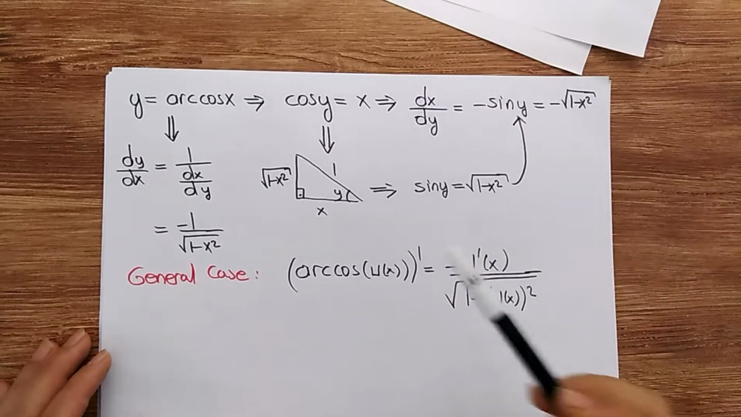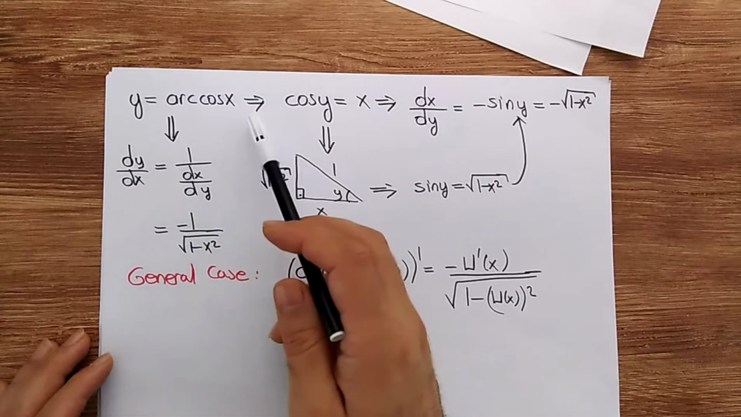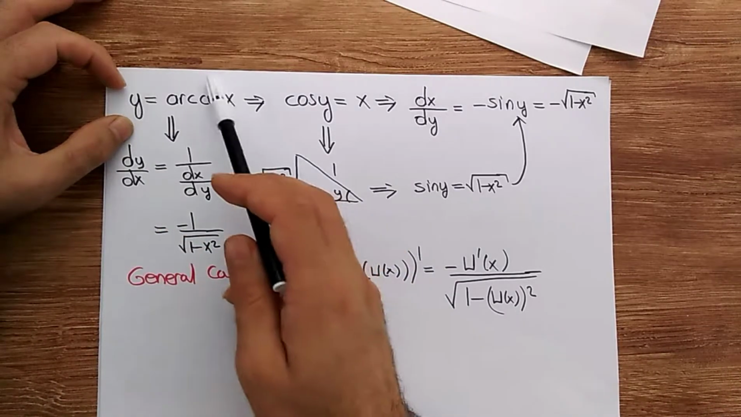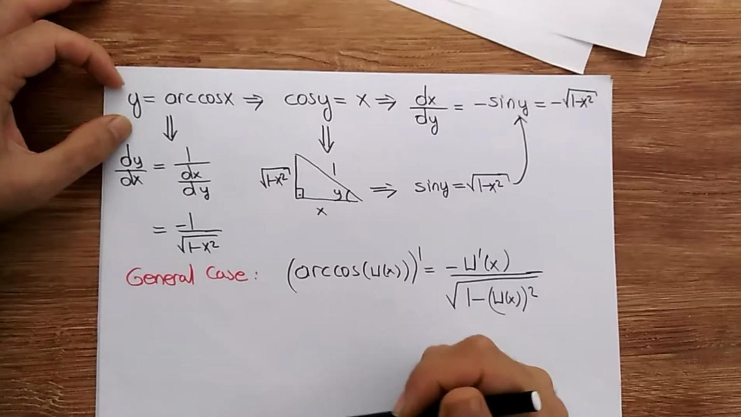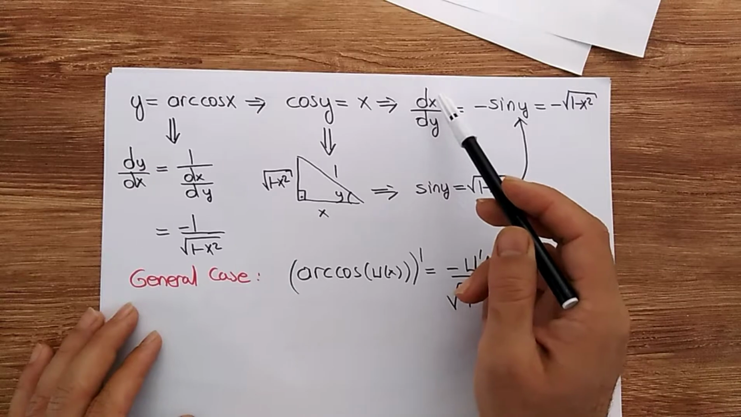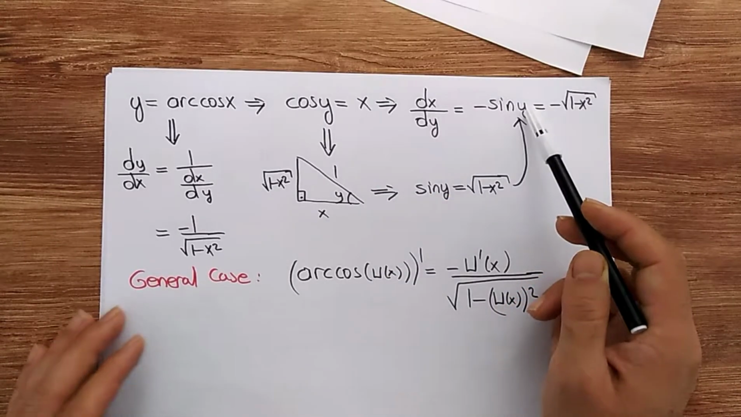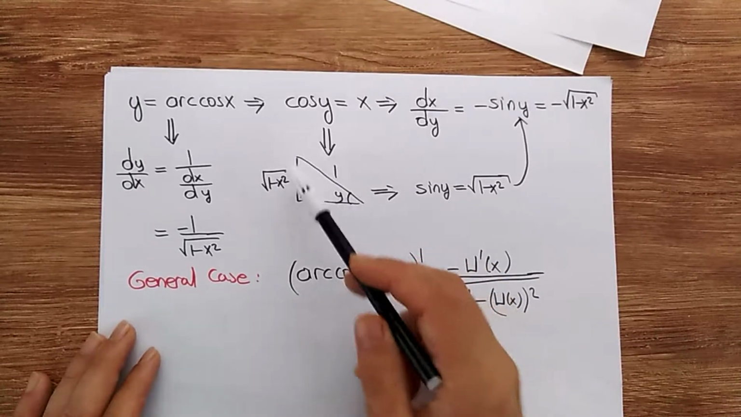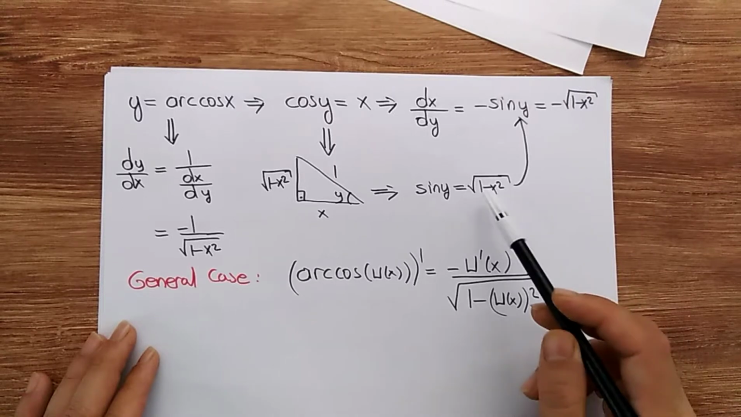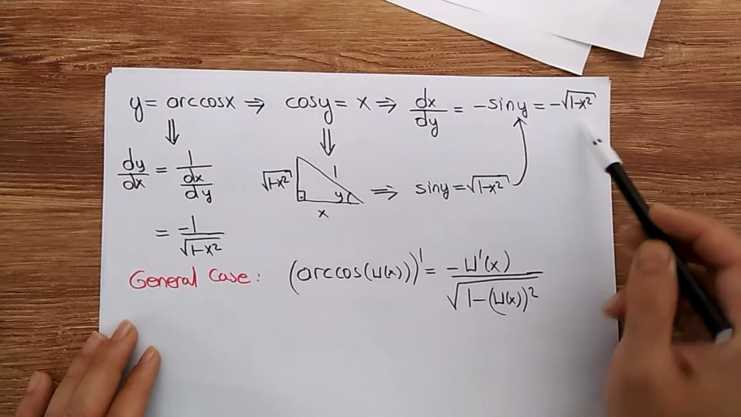Next inverse trigonometric function, y is arc cosine x. When you apply trigonometric function cosine to both sides of this equality, we obtain this equality. Then we get this derivative function. Derivative of x with respect to y is minus sine y. So by using this triangle, we can get that sine y is square root 1 minus x squared. Substituting this into this expression, we shall get this equality.